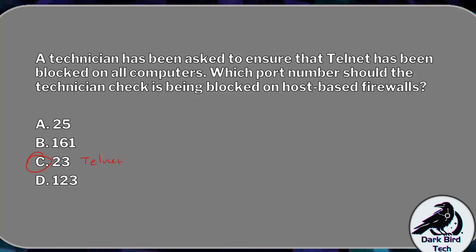If you needed to do a process of elimination, you've got port 25, which is SMTP, Simple Mail Transfer Protocol; 161, which is SNMP, Simple Network Management Protocol; and port 123, which is the Network Time Protocol. Now, if you weren't familiar with all of those protocols, that's fine.